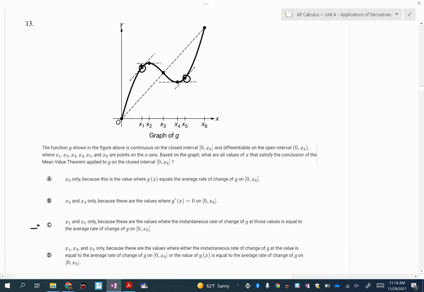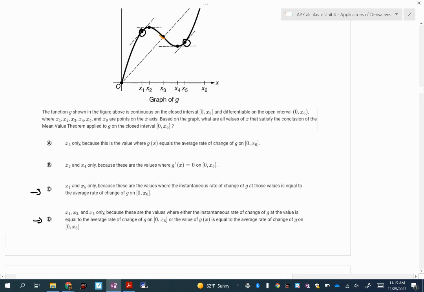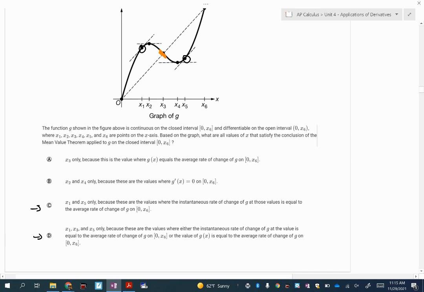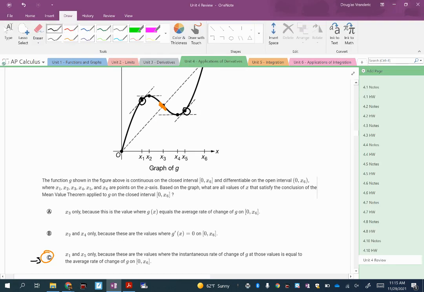Now, I'm looking at C, but I also see x sub 1 and x sub 5 in letter D. Now, be careful here. I'm trying to get you to think that because x sub 3 is in between those, it should also work. But if you draw, I'll just use a different color, if you draw the tangent line there, the tangent line is going to be like this, which does not match that slope. So just be careful. They're just trying to trick you. So 13 is C. Okay, let's keep going to 14.